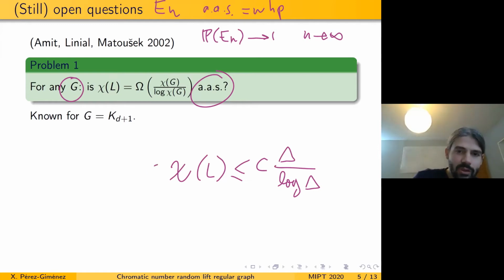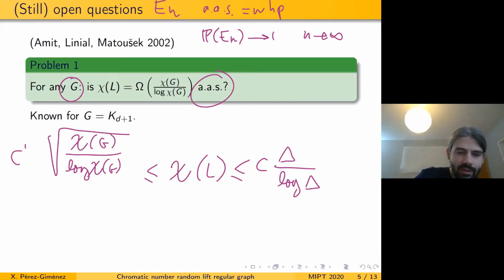And then they also look for lower bounds, and they show two different lower bounds. They first show, so they want to relate the chromatic number of a random lift to the chromatic number of the base graph. And they would like to prove this with some constant here, but they're able to prove it with a square root. And they also prove another lower bound using the fractional chromatic number. But they have a log square.